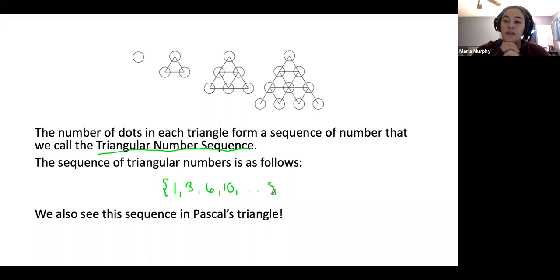And we can see a lot of these patterns in something we call Pascal's triangle, which we talked about a little bit last time, and some of you were asking more questions about Pascal and his triangle. How many of you are familiar with Pascal's triangle? How many of you are not?